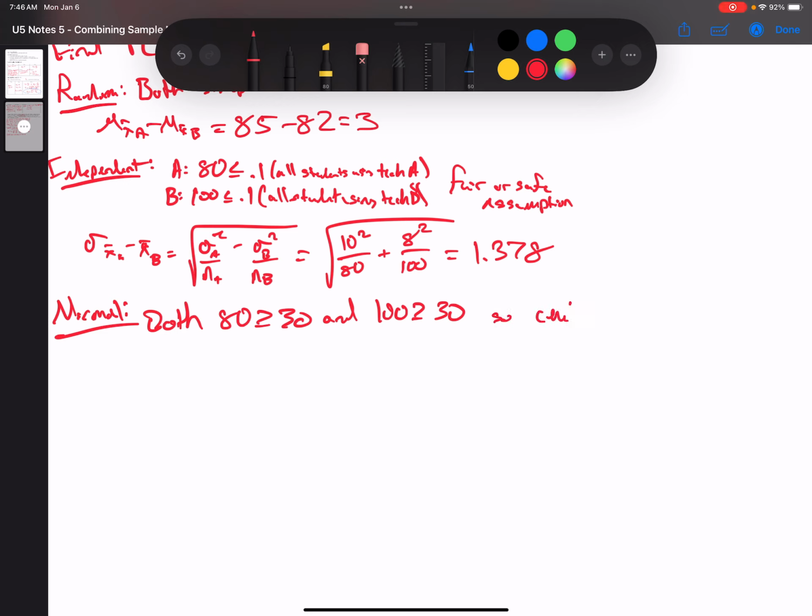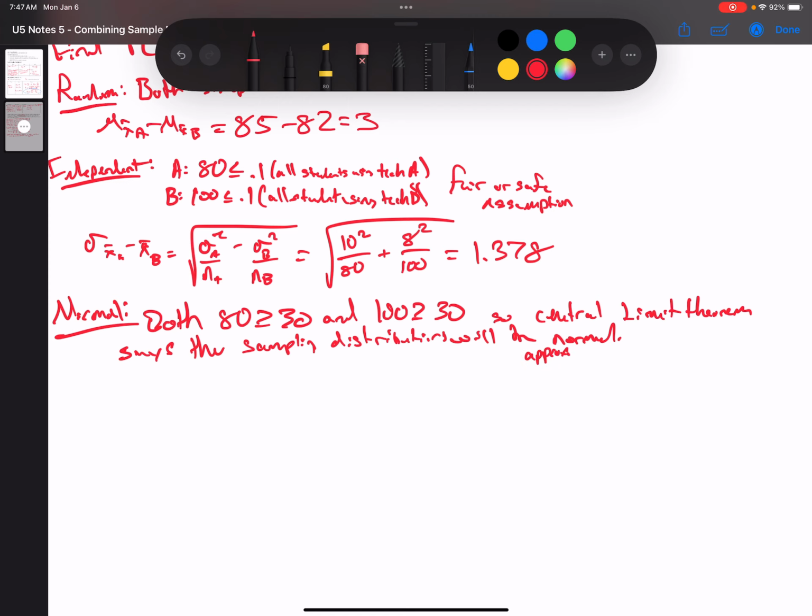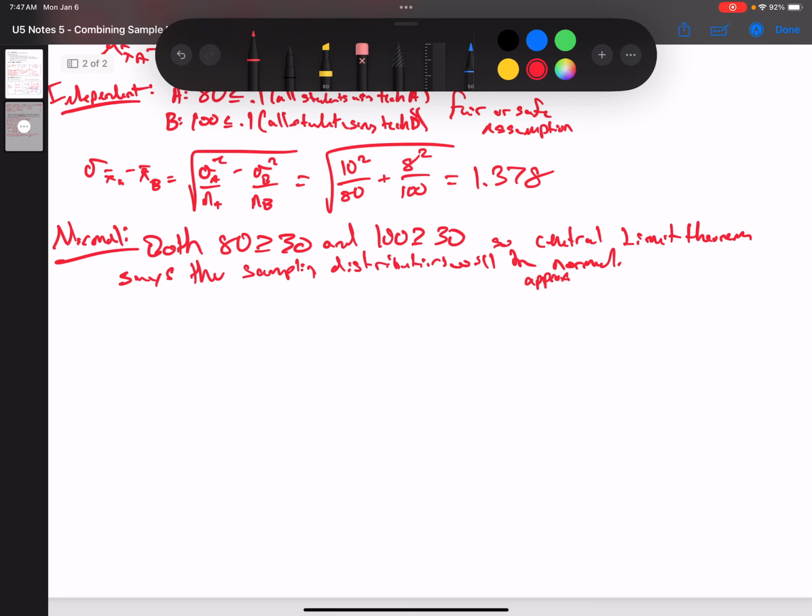So central limit theorem says the sampling distributions will be normal. Sorry, approximately normal. Can't forget that, sorry. All right, so we're good to go. Checked our conditions, now we gotta do our calculations.